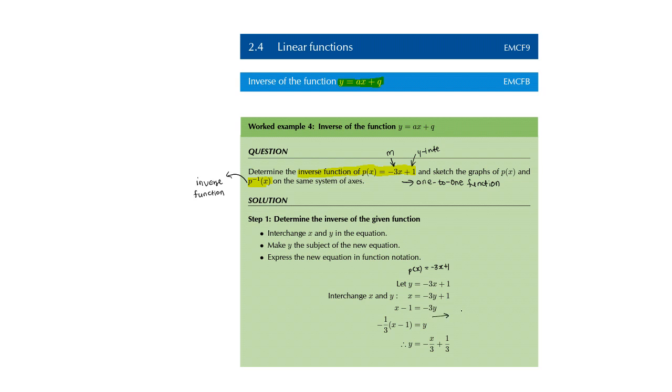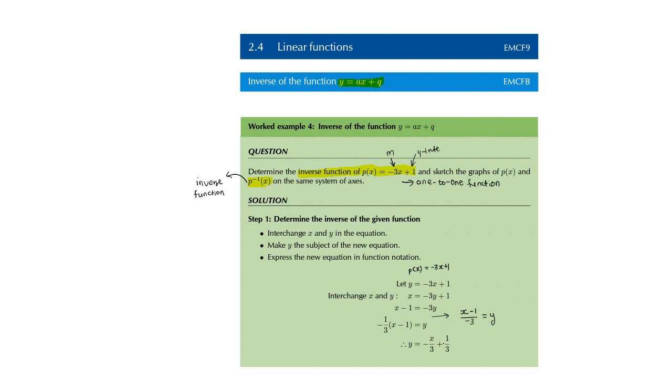So in this step, if you had written x minus 1 divided by minus 3 is equal to y, like that, this is also correct, and you can also stop at that step. However, you can also carry on by taking out a common factor of minus 1/3. That will give you minus 1/3 into x minus 1 is equal to y, and then therefore y is equal to minus x over 3 plus 1 over 3.